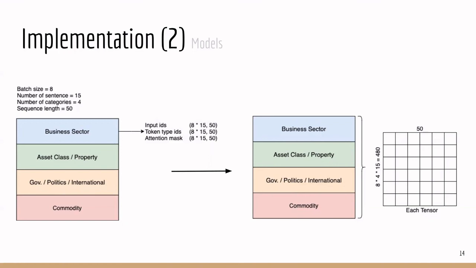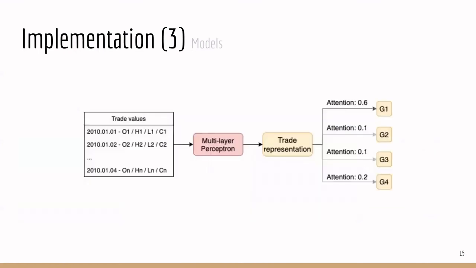We pass every news to BERT. For the trade values, it's a bit easier. We have the data frame here with the trade values that is directly passed to the multi-layer perceptron that will receive then the trade representation and will be used to process the attention for each category.